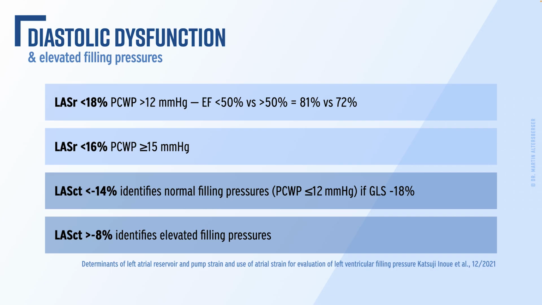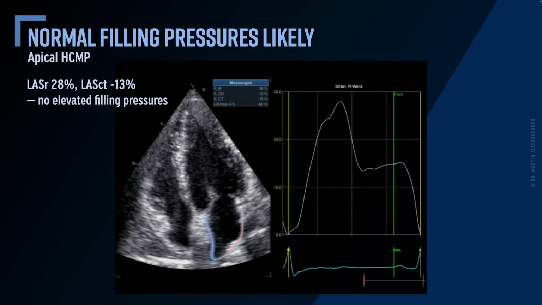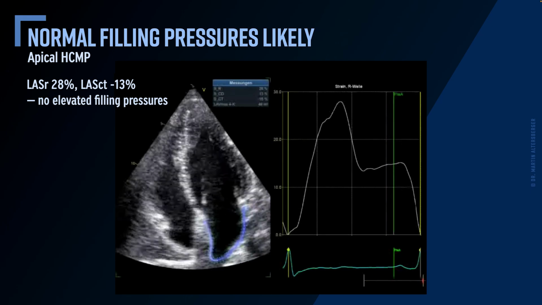So the pulmonary capillary wedge pressure will be below or equal to 12 millimeters of mercury if the strain is -18% or more negative. If you have a more positive contraction strain, so above -8%, it identifies elevated filling pressures. And the lower the values are, the better the detection is.